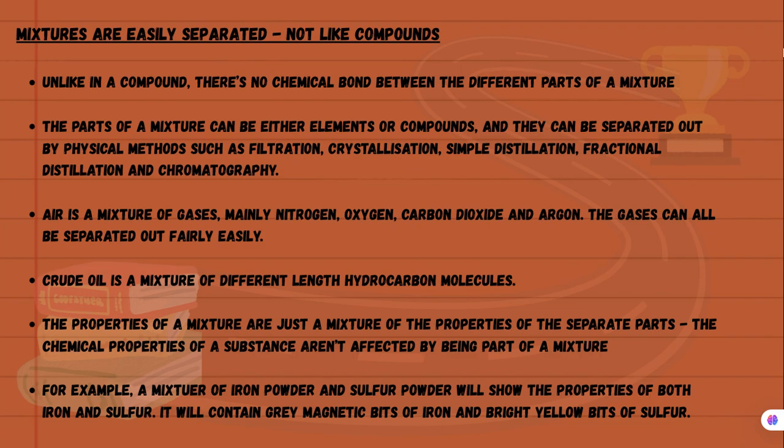The properties of a mixture are just a mixture of the properties of the separate parts. The chemical properties of a substance aren't affected by being part of a mixture. For example, a mixture of iron powder and sulfur powder will show the properties of both iron and sulfur. It will contain grey magnetic bits of iron and bright yellow bits of sulfur.